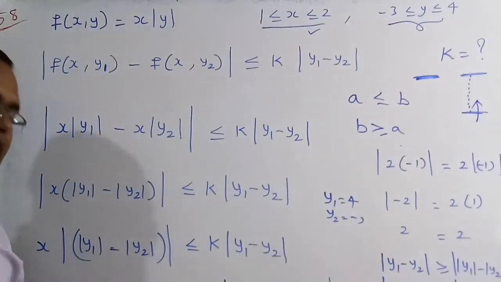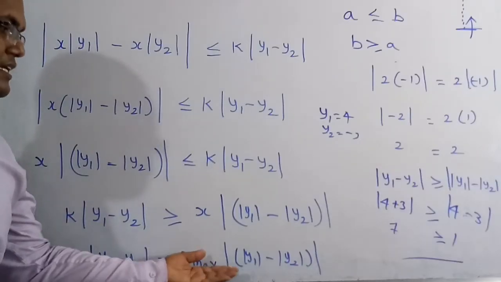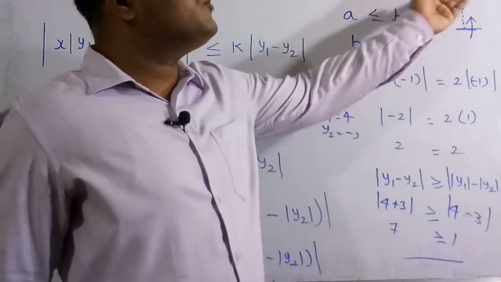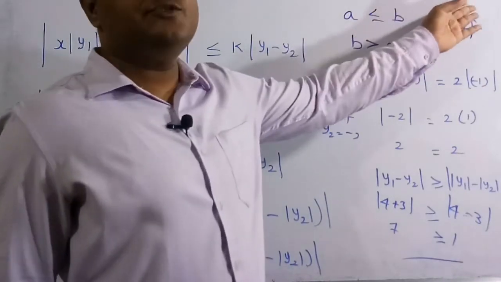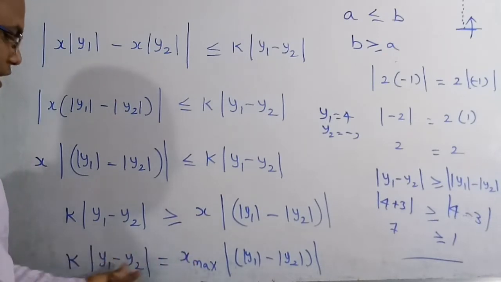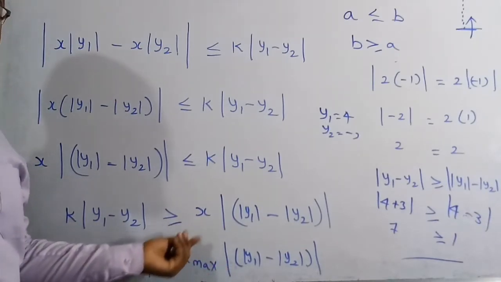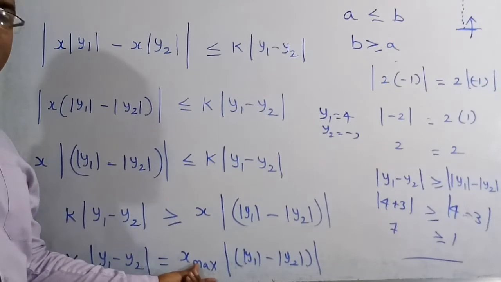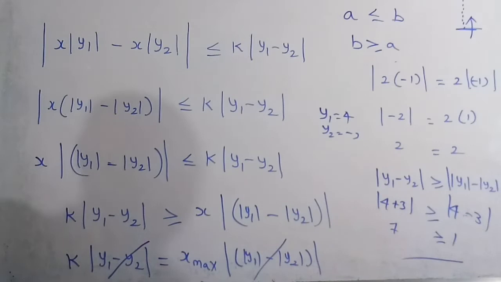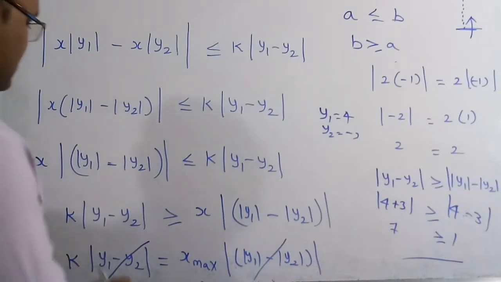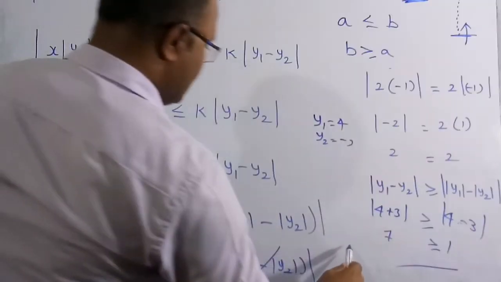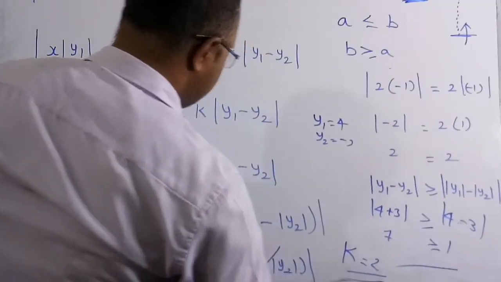So here the variable is x. If the variable x increases to the maximum value, then only both will be equal. So LHS is equal to RHS only when the variable part is maximum. Therefore the variable is x, and both are equal only when x is x max, which means we go for the maximum value. So this part will be cancelled. Now what is the value of x? x is equal to x max. The maximum value of x is 2. So the answer k is equal to 2 is the correct solution of this question.